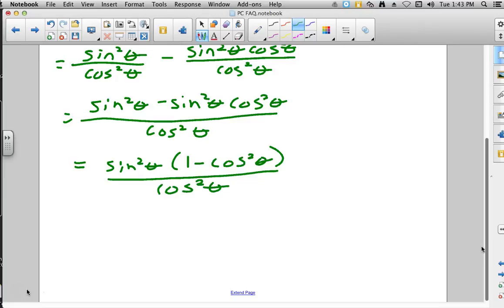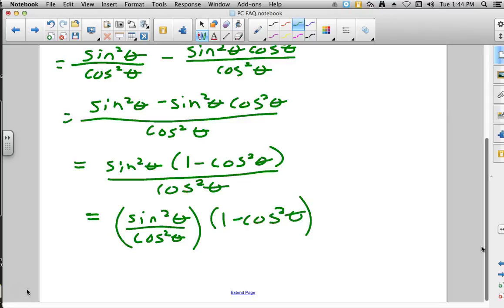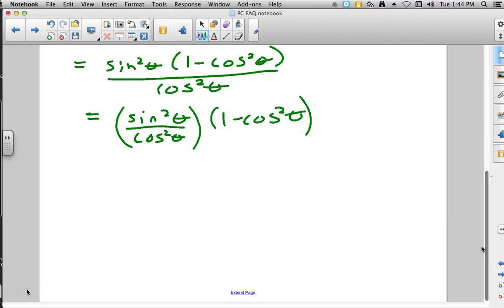So now I start thinking, what I want here is to have tangent squared theta and sine squared theta. Well, I have tangent squared theta right here. It's sine squared theta over cosine squared theta. And what I have left is 1 minus cosine squared theta. So I'm more than halfway there, because now I just need to figure out how to get the other part of this, which is sine squared theta, and that's just the Pythagorean identity right here. That is sine squared theta.